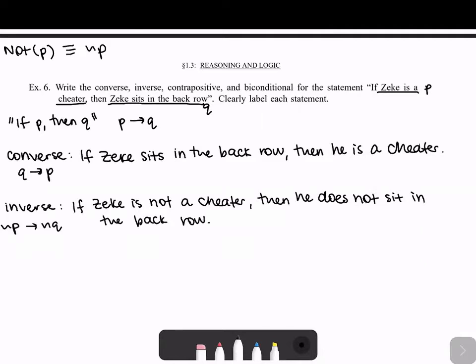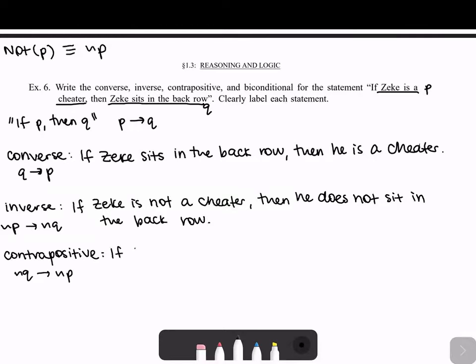Okay, so the next one is the contrapositive. This is the longest word. For the contrapositive, we do both of the things that we just did. We switch the position of P and Q, and we negate them both. So instead of P implies Q, we're going to have not Q implies not P. This one is the most complex just because you switch the positions and you negate them. So we write the contrapositive like this.